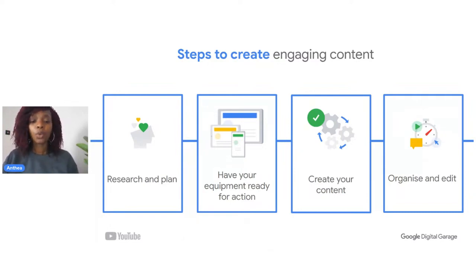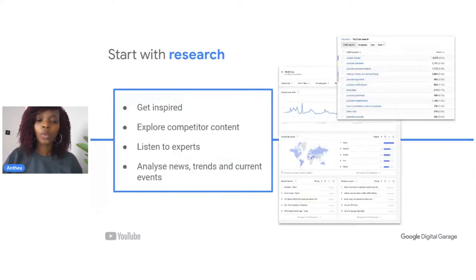And then lastly, organizing and editing. To think about what you need to do when you're editing. So if we start with research, the main thing here is about being well-informed. That is really going to help you kickstart your creative process. So get inspired, right? Get inspired yourself, go and look for other things.